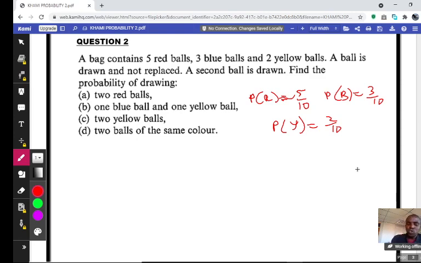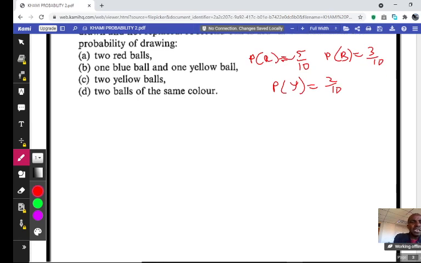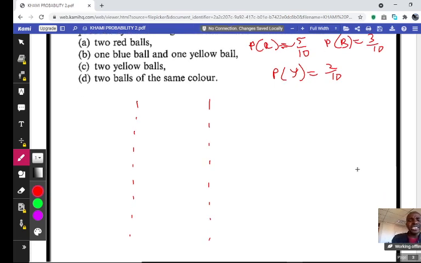Right, let me draw the tree diagrams using these probabilities. Let me put these first lines. And take note, please, on this part, there are 3 different balls. So it means we have 3 branches. We have 3 branches. So the first part is like this.